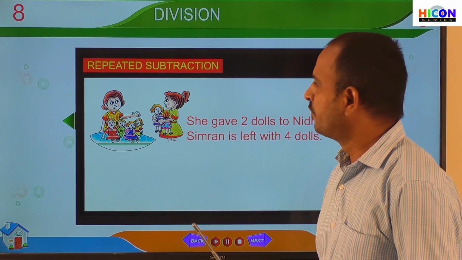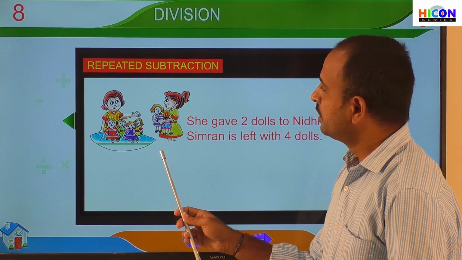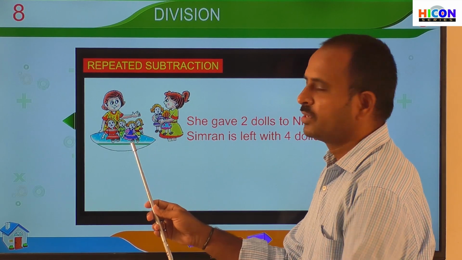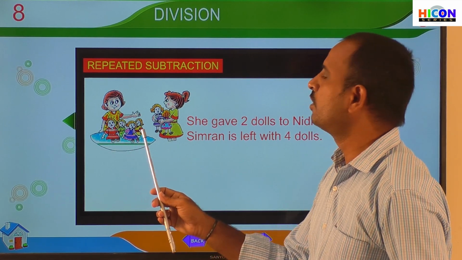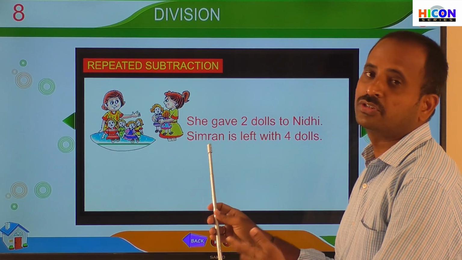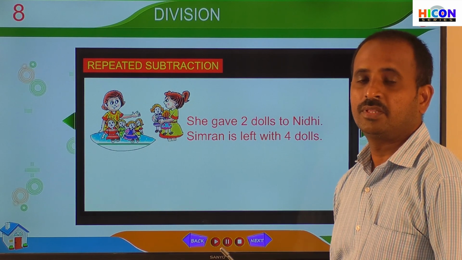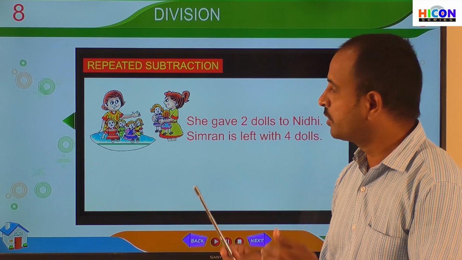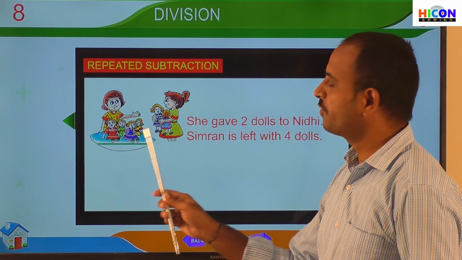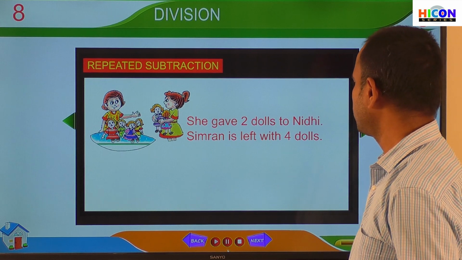So children, if Simran gives 2 dolls to Nidhi, then how many dolls does she have? She has 4 dolls remaining. She has given away 2 dolls to Nidhi and has 4 dolls left. That means we have to subtract 2 from 6. Then there are 4 dolls. So children, look at the next picture.